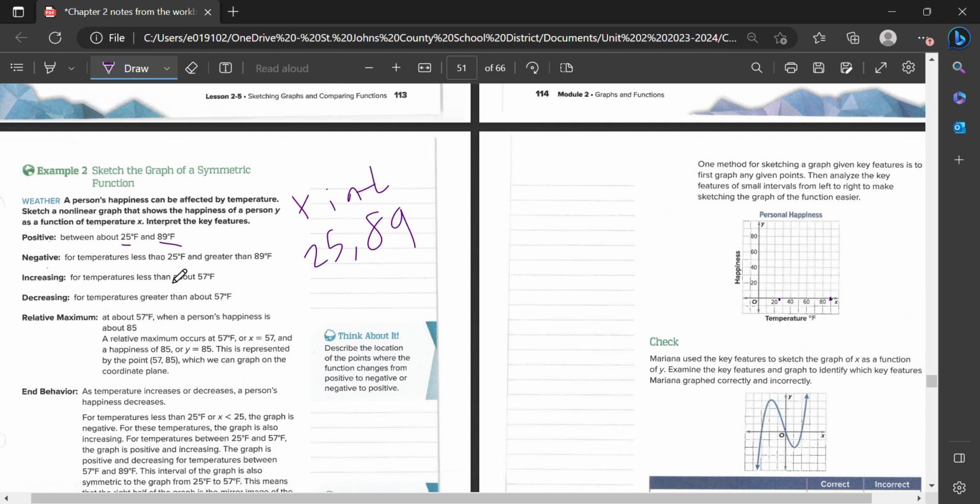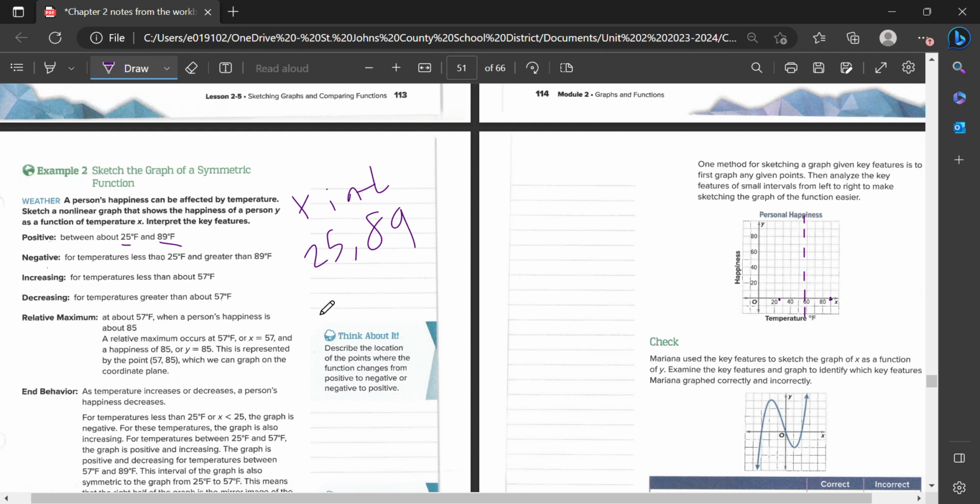So, it says it's increasing for temperatures less than 57. So, when we go to 57, that's roughly here. It's going to be increasing. So, when it's less than 57. So, from here to 57, so what we want to do is draw our little line, our symmetrical line. Okay. Now, that means it has to be symmetrical on the left side and the right side from this.